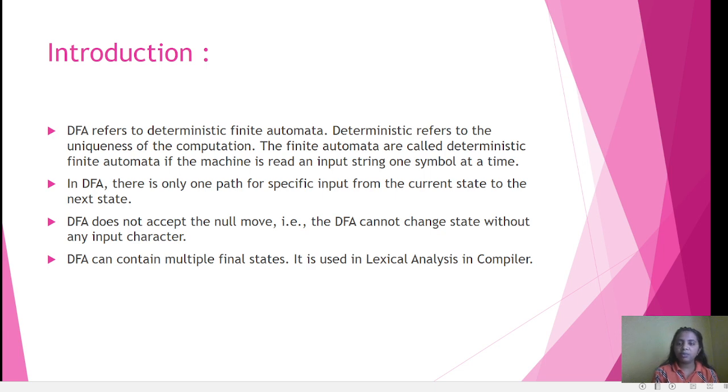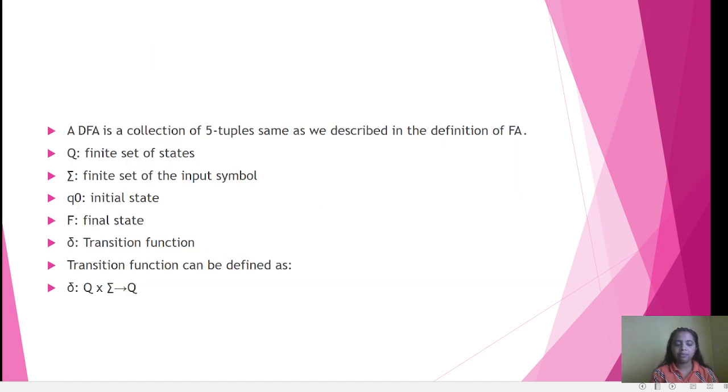DFA does not accept the null move. The DFA cannot change state without any input character. DFA can contain multiple final states. It is used in lexical analysis in compiler.